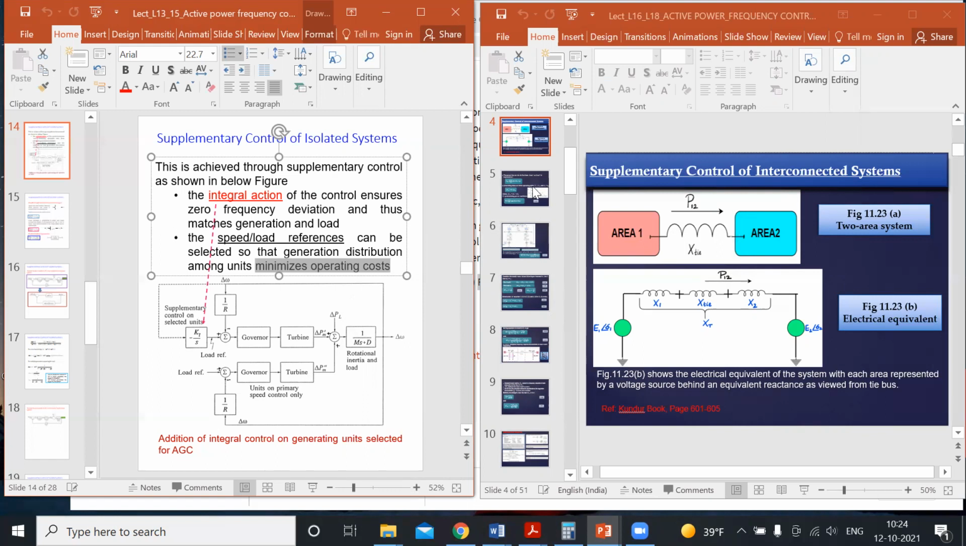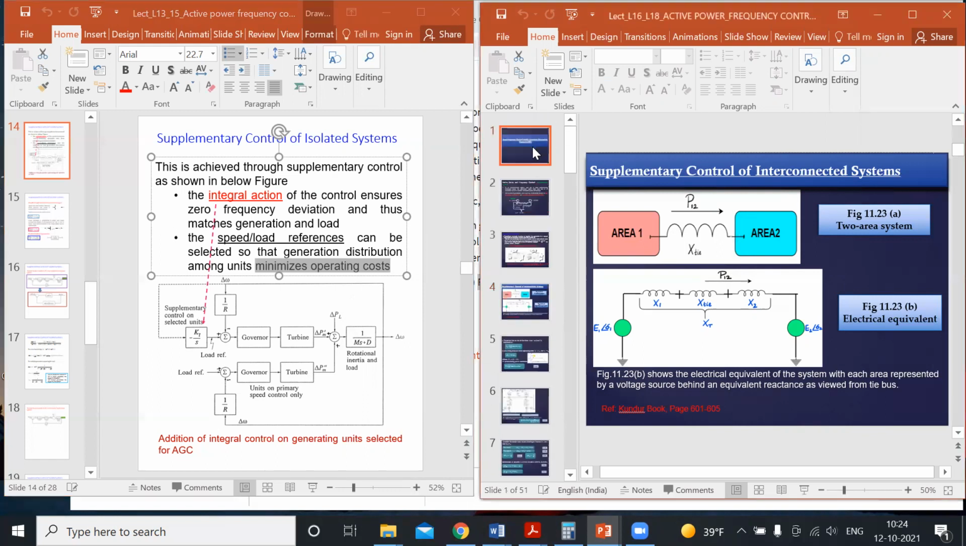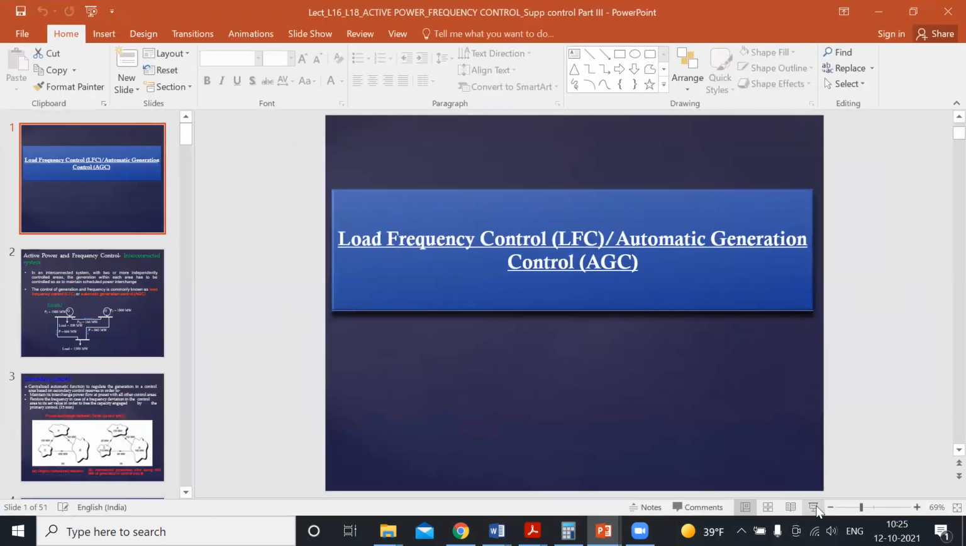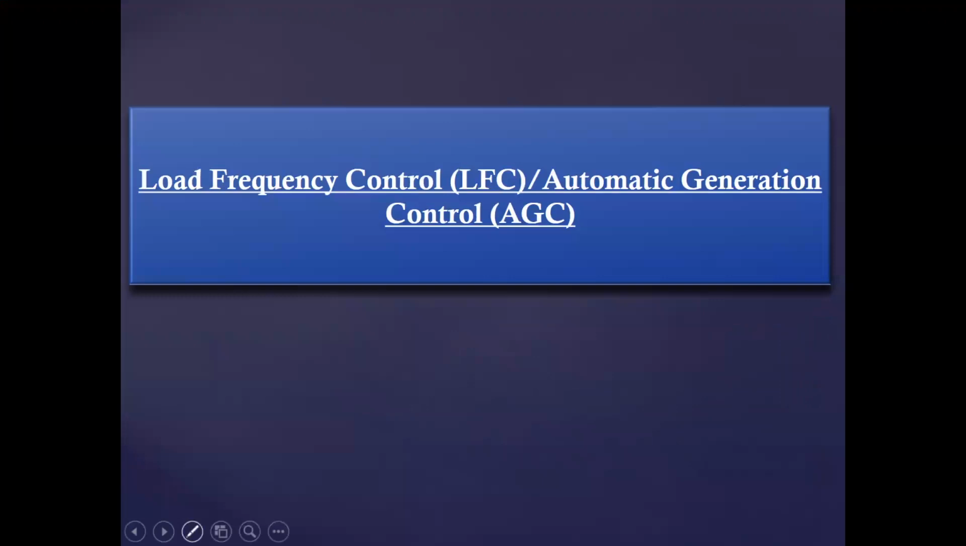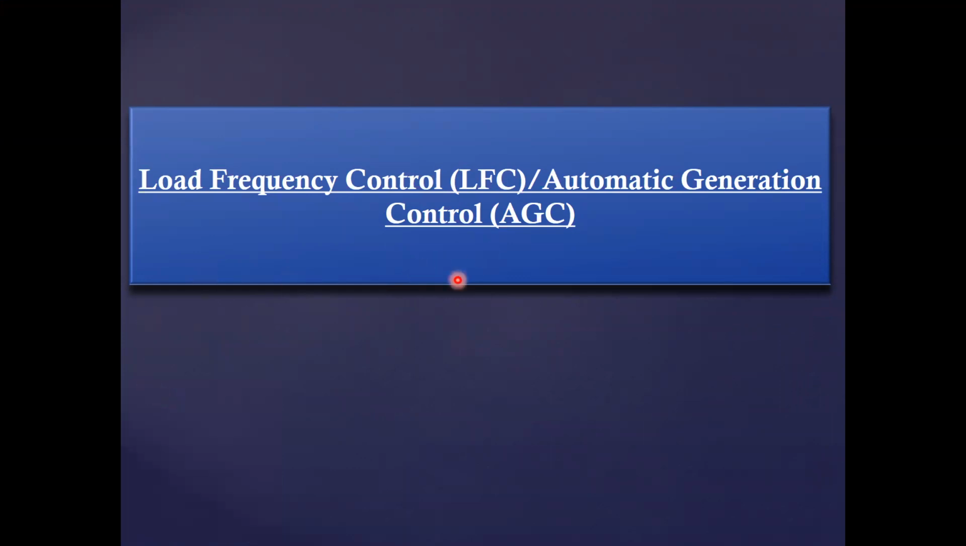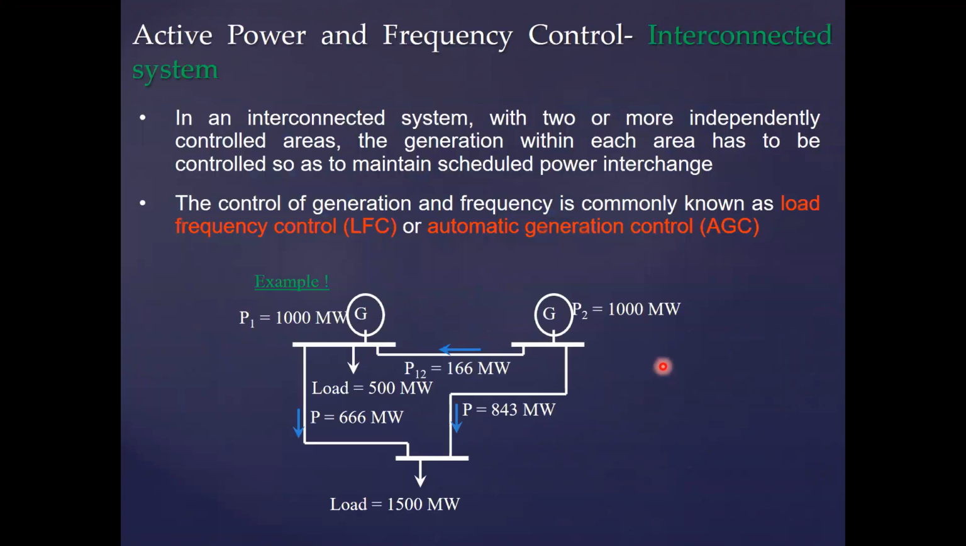The next part that we start from here is about load frequency control, or AGC, automatic generation control. We refer to it for the interconnected system. And this is the third part for the LFC problem, with respect to the active power control or the frequency control that we apply in the interconnected system.